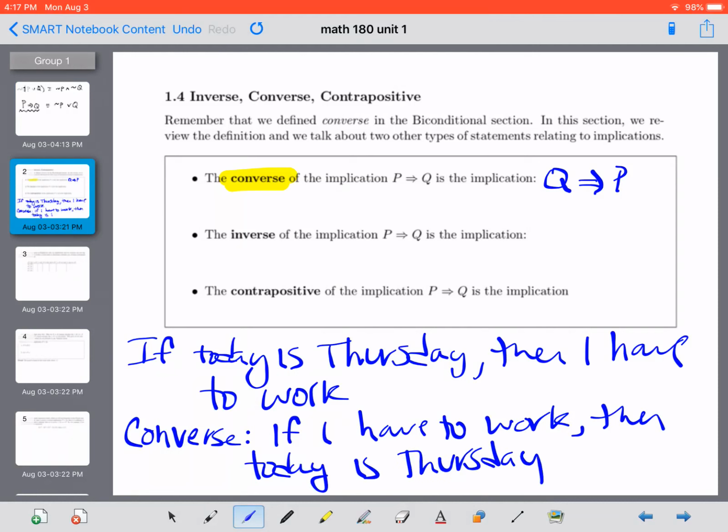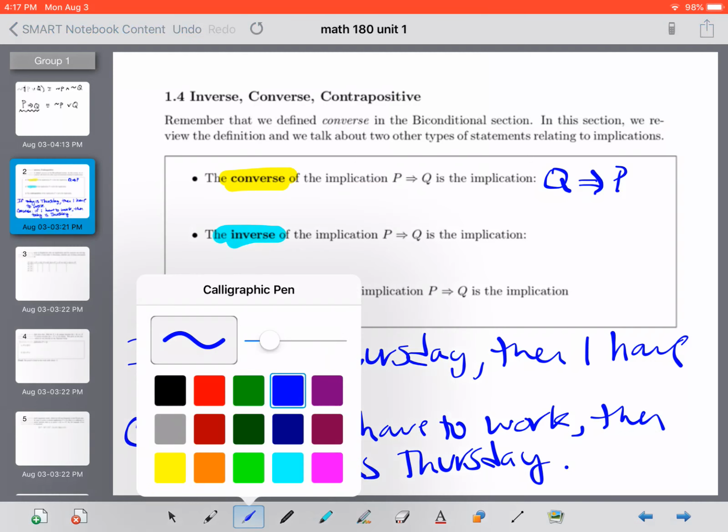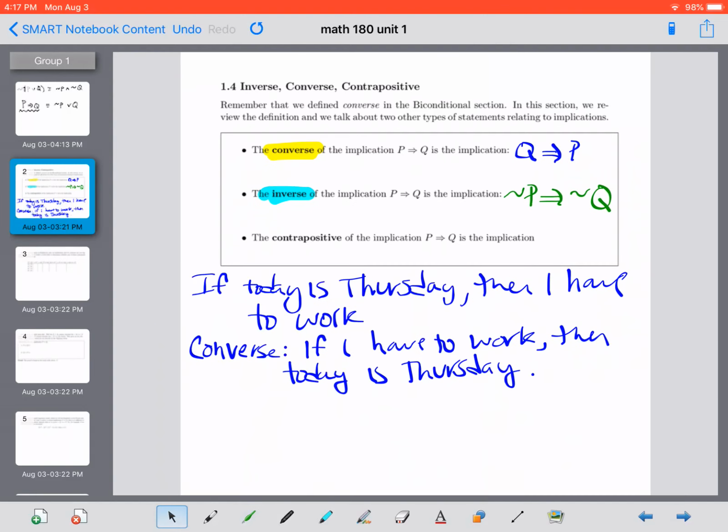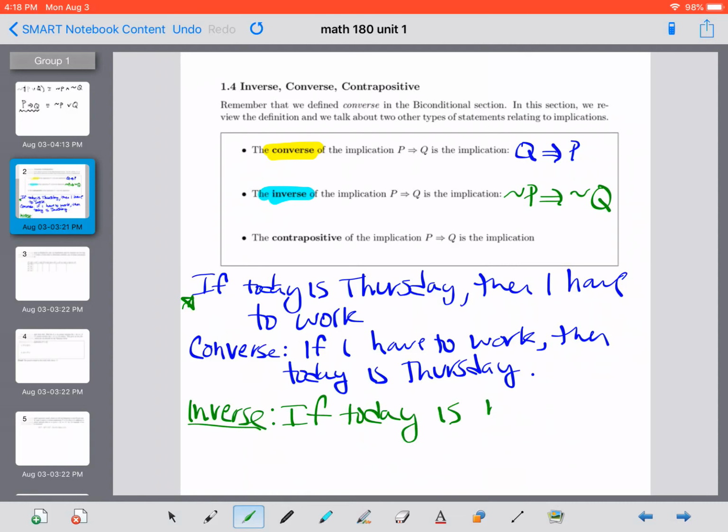Okay, now there are other ways that we could have manipulated this if-then statement. So the inverse of a statement of the form P implies Q would be the implication not P implies not Q. So we haven't swapped the order of the hypothesis and the conclusion, we've just negated them both. So if I wanted to take this original statement here and write the inverse, I just need to negate both the hypothesis and the conclusion. If today is not Thursday, then I do not have to work.